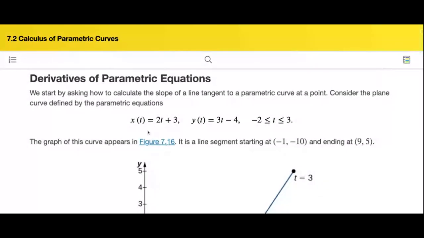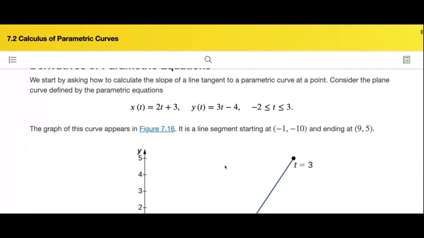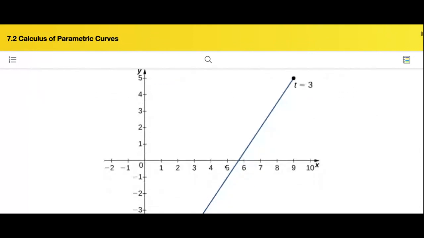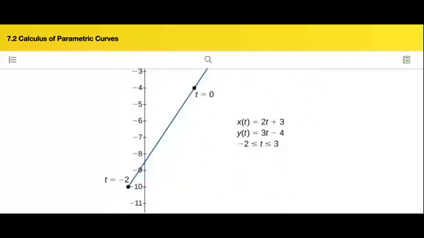Let's see this example. We have this parametric equation: x of t equals 2t plus 3, y of t equals 3t minus 4. Both x and y are linear functions in terms of t. We restrict t to go from -2 to 3, including -2 and 3. And if we draw the graph, we still get a straight line.